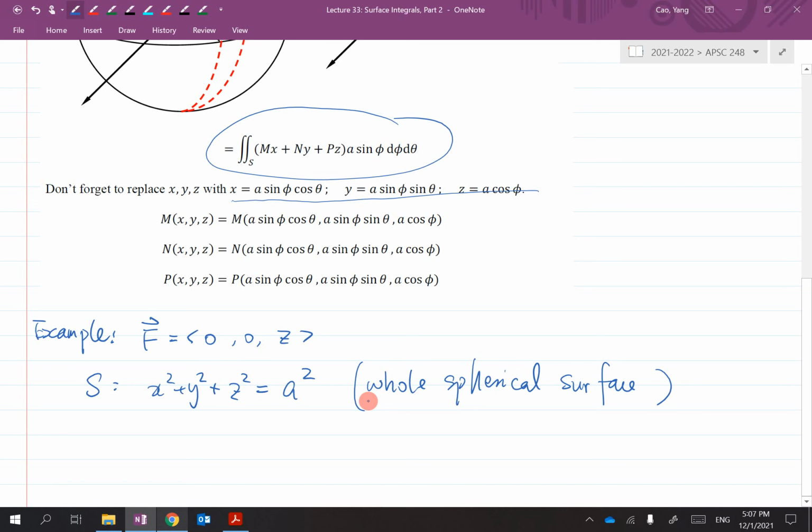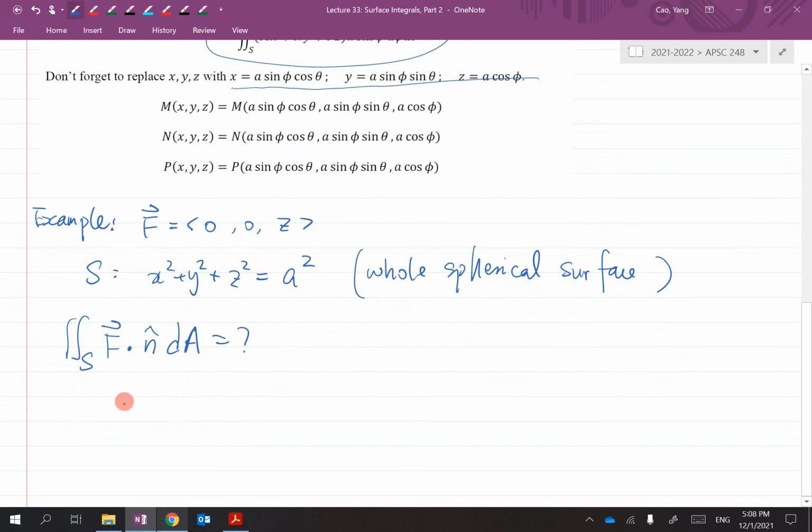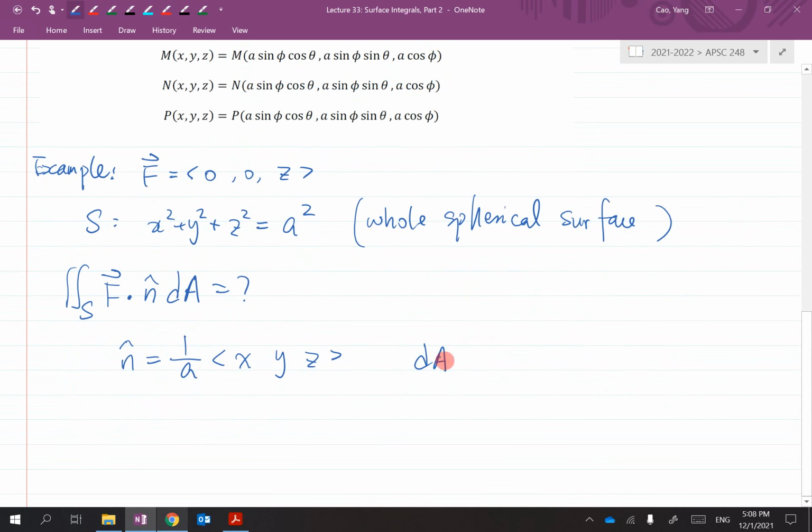Okay. So let's calculate, using the formulas, what is the flux? Very straightforward calculation. Number one, you should write down the n hat as we just wrote it down. N hat is 1 over A times x, y, z. And the dA equals A squared sine phi d phi d theta.